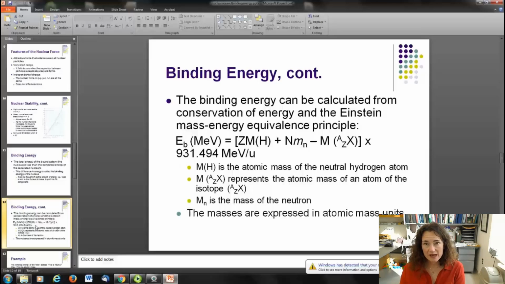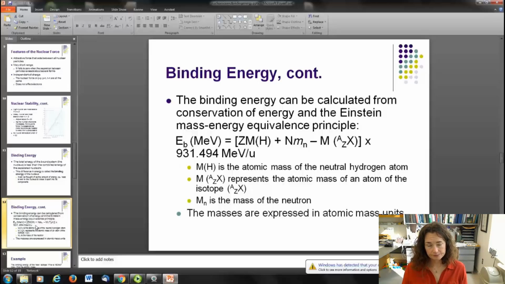That equation for the binding energy is given by a binding energy, generally given in MeV, mega electron volts, because that's a convenient unit for this. And that's going to equal Z times the mass of the hydrogen atom, plus N times the mass of the neutron, and then minus the mass of the nucleus altogether, and then times 931.494.